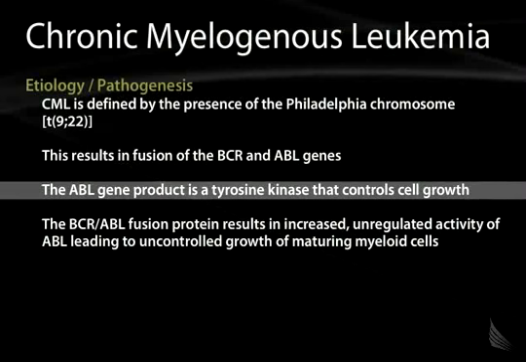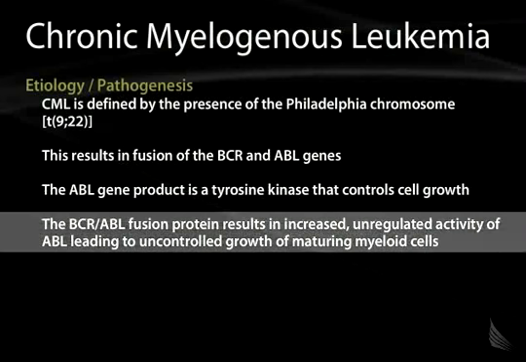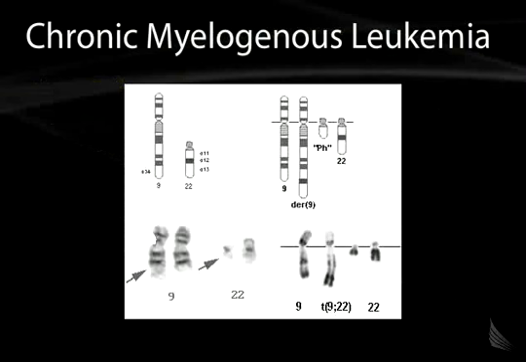The ABL gene product is a tyrosine kinase that controls cell growth, and the fusion protein that's generated from the apposition of these two regions leads to uncontrolled growth of maturing myeloid cells because of the unregulated activity of the ABL protein. This is both a schematic as well as a karyotypic manifestation of what the Philadelphia chromosome looks like as you have that t(9;22) translocation.